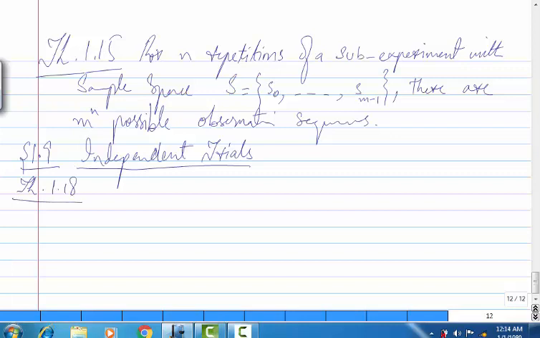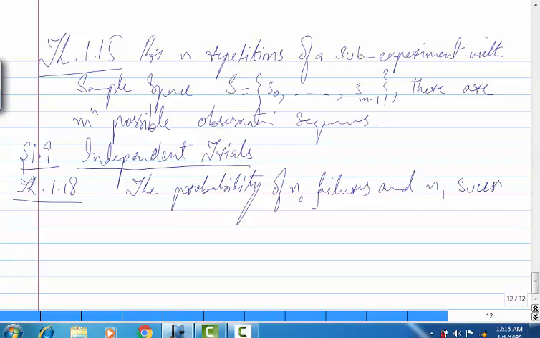This is 1.18. This theorem says that the probability of n0 failures and n1 successes in n equal to n0 plus n1 independent trials is... so there are two possibilities, either you have a failure or you have a success. So if we calculate the number of failures and successes and we represent it by n, how do you calculate the probability in that case?